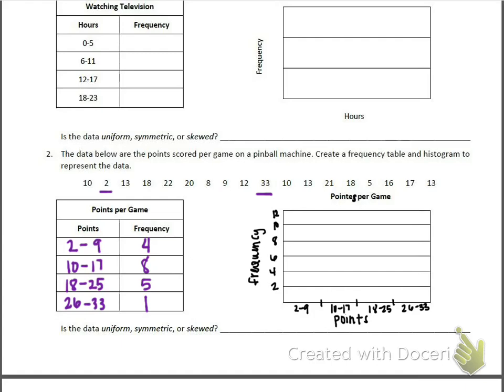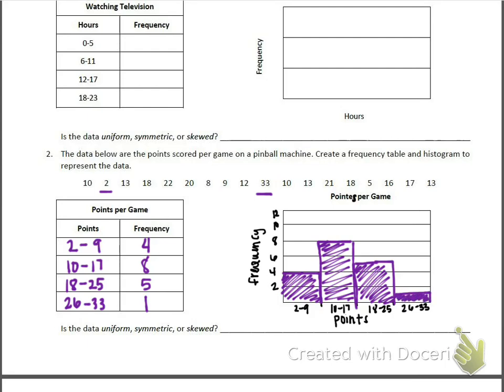So when we fill this out, in the 2 to 9, we had 4, so that's going to go to here. In the 10 to 17, we had 8. So that's going to go here. Fill it in. 18 to 25, we had 5. So that's halfway. I tried to make these the same size. And then we only had 1 here.